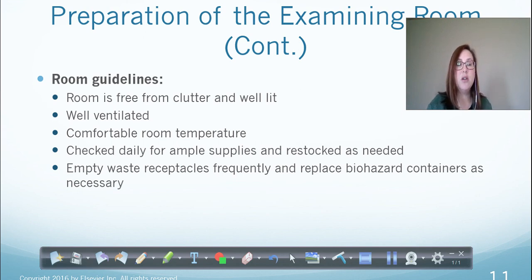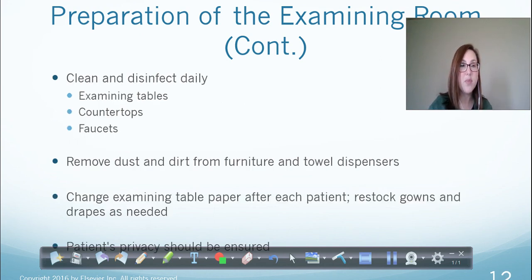A lot of medical assistants and staff in the doctor's office will check the exam rooms daily to make sure they're stocked and that everything the doctor will need or that you will need is in that room. Usually emptying waste receptacles and biohazard containers. The biohazard containers is more your responsibility, but usually the trash is emptied by housekeeping when they're there. But it may be your responsibility.